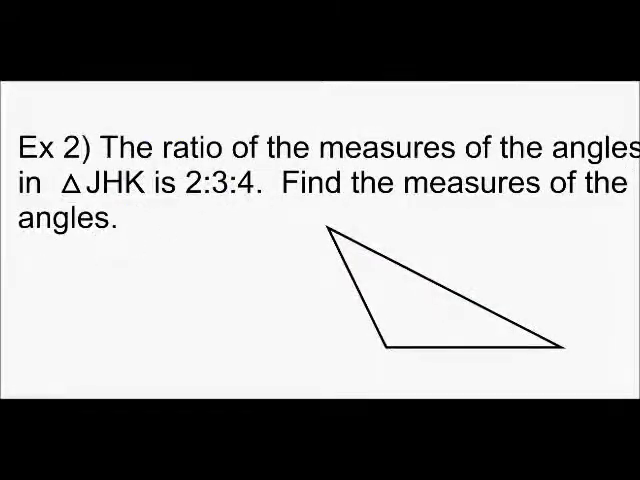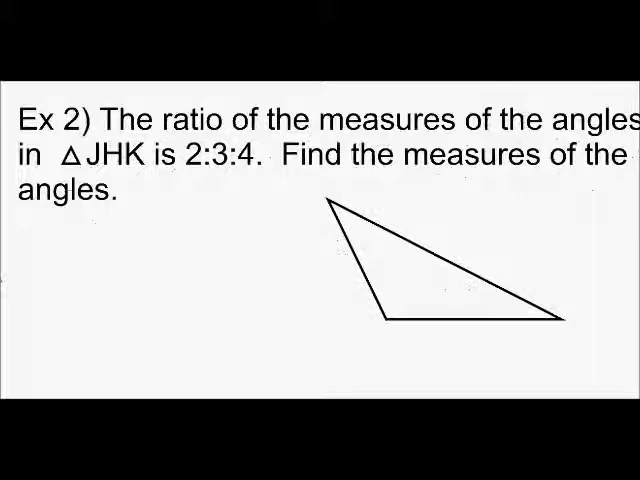Example 2. The ratio of the measures of the angles in triangle JHK is 2 to 3 to 4. Find the measures of the angles. The first thing I'm going to do is draw a picture. I already have one started here. And I'm going to name the angles 2x, 3x, and 4x. And I know that these numbers go in the same order as the letters, so I have J, H, K. All right. And I know that there are 180 degrees in a triangle.